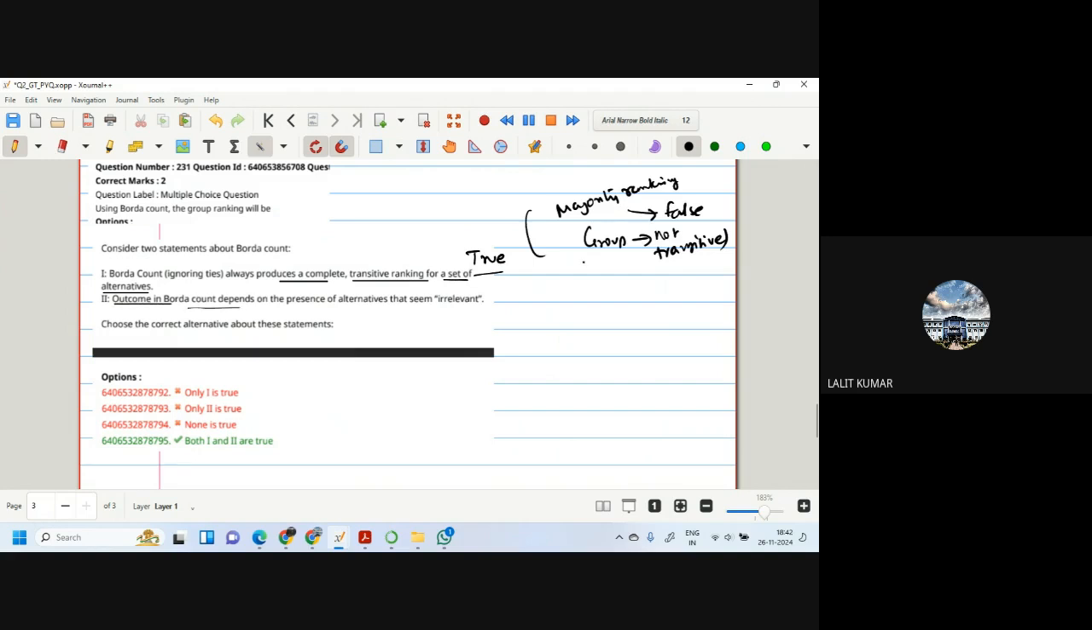Outcome in Borda count depends on the presence of alternatives that seem irrelevant. This is also true. We had seen yesterday the example of that. Pele and Maradona were there, and Pele won. As soon as we introduced Messi, Maradona won. So this is also true. So both one and two are true.